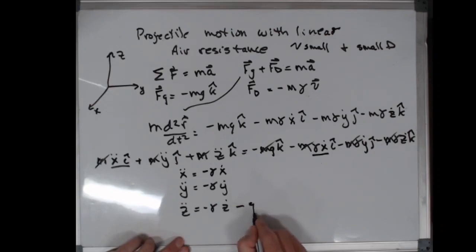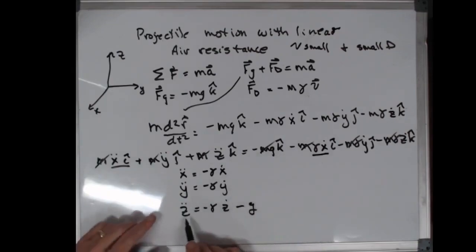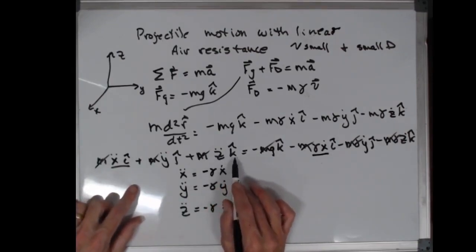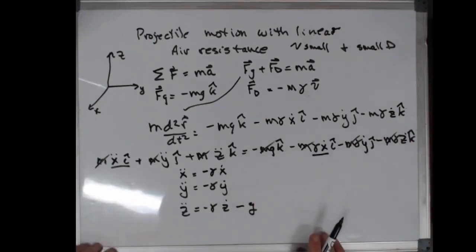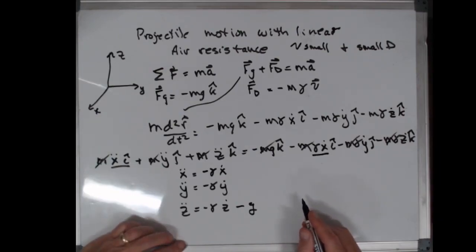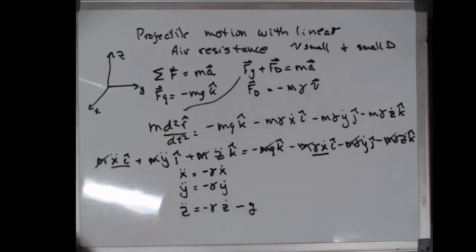minus g, from this term. And so the z term gets the z double dot k hat, and then a minus g k hat, and a minus gamma z dot k hat. And so it looks like that. This leaves us with, well, all right, so I'll erase this and solve.